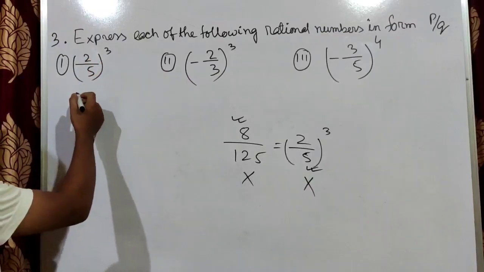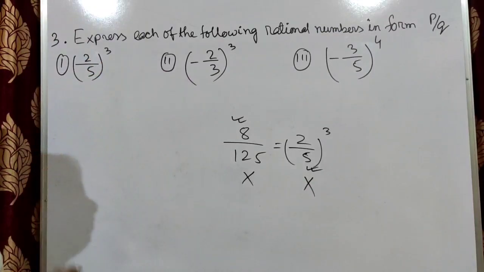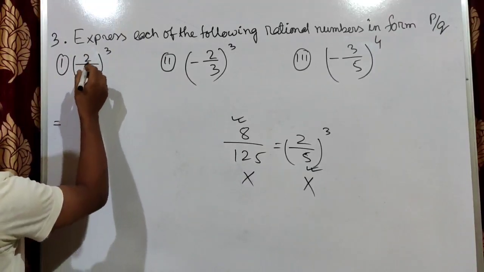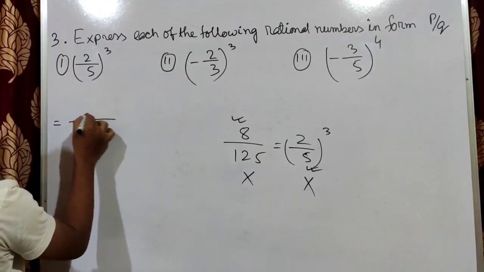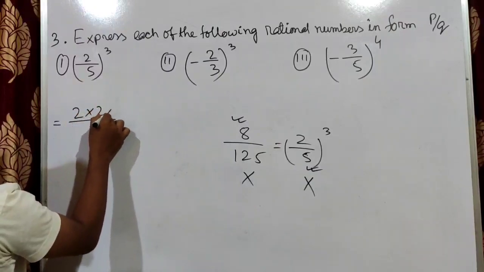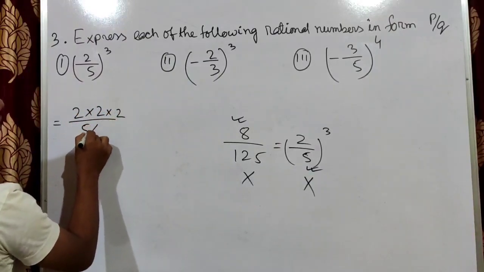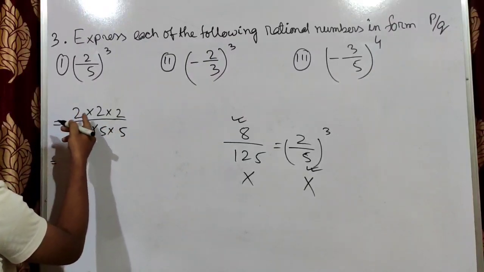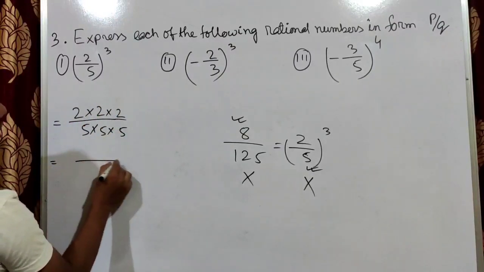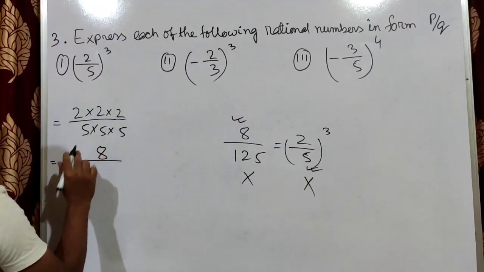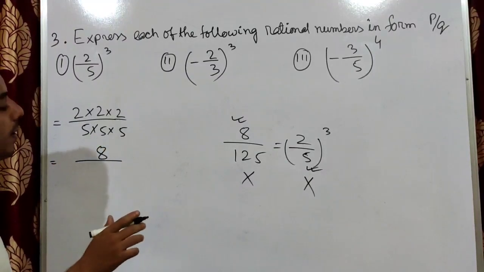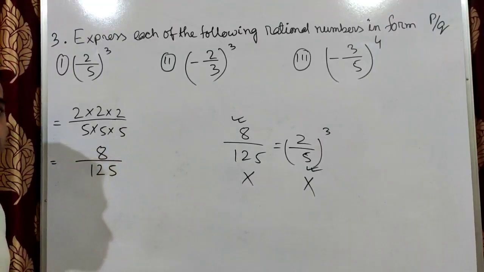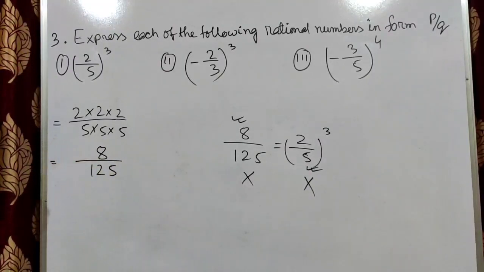Here 2 by 5, that means the numerator is 2 and the denominator is 5, and both of them are multiplied how many times? 3 times. That means 2 into 2 into 2 and 5 into 5 into 5. Now 2 into 2 is 4, 4 into 2 is 8, and 5 into 5 is 25, and 25 into 5 is 125. Up to this clear? So this is our required answer.